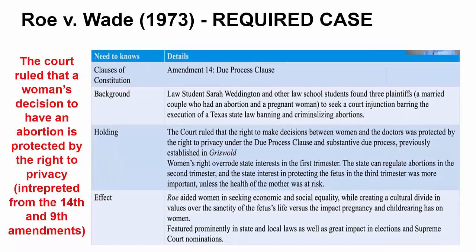And this is the required Roe v. Wade 1973 decision, where the court ruled that a woman's decision to have an abortion is protected by the right to privacy, which was interpreted from the 14th Amendment, 9th Amendment, and through other amendments within the Bill of Rights. Of course, if you remember the background of this, there were multiple plaintiffs. There was, most significantly, a pregnant woman who sued the state of Texas, right, because the state had banned and criminalized abortions. Of course, what the court ruled was that the right to make decisions between women and doctors was protected under this newly created right to privacy. They pointed to the Due Process Clause as a place where they could see that right to privacy established.